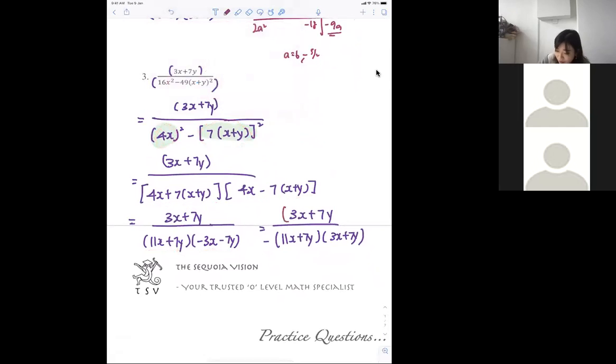So this one, they are together. Remember, you can only cancel common bracket. Cancel. Every time you have minus in a fraction, the minus will bring outside. So it's 1 over 11x plus 7y. No longer need a bracket.